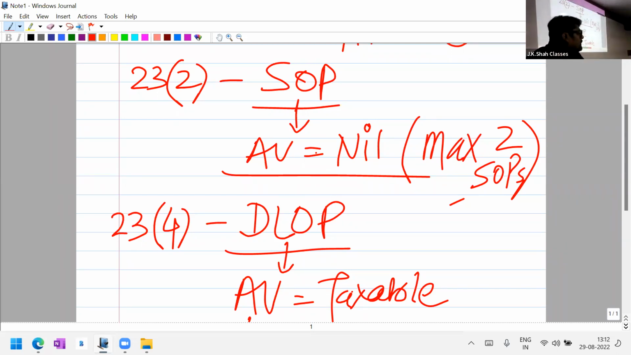Understanding? Everyone? Now, out of all your properties, few properties are let out, annual value calculated and taxable. Few properties are SOPs. Out of all the SOPs, maximum 2 SOPs, annual value exempted. All the other SOPs of which the annual value could not be exempted under section 23 are treated as DLOP as per section 23(4), and their annual value you will compute and it is taxable also. Understand this thing.